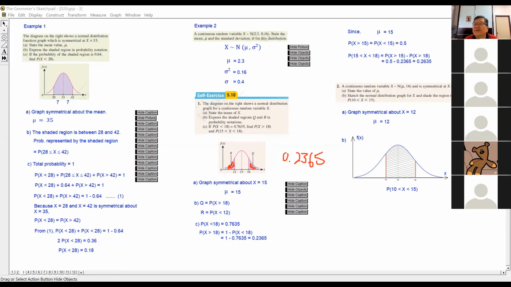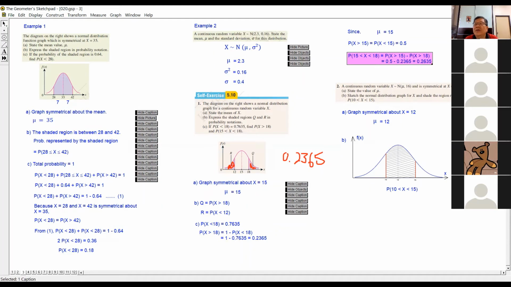The answer is over here, right? Mu is 15, right? Then greater than 15, what is this? Less than 15 is 0.5, or they say greater and less than also 0.5.